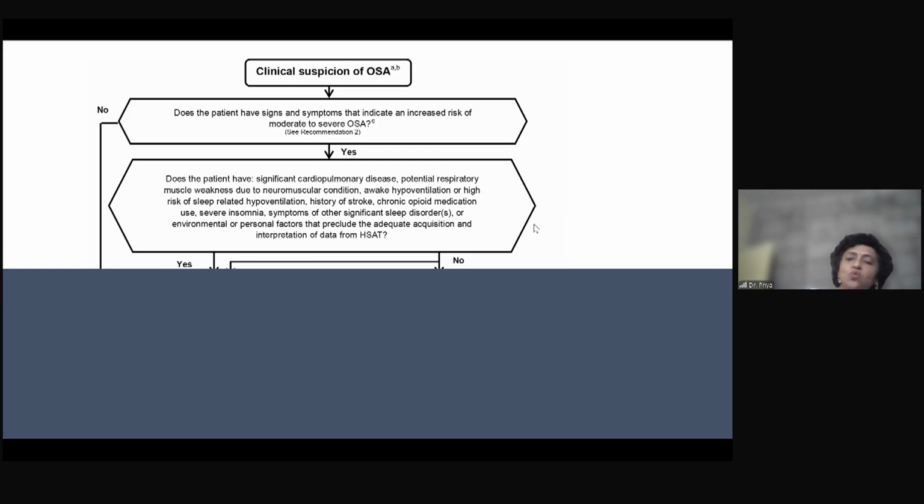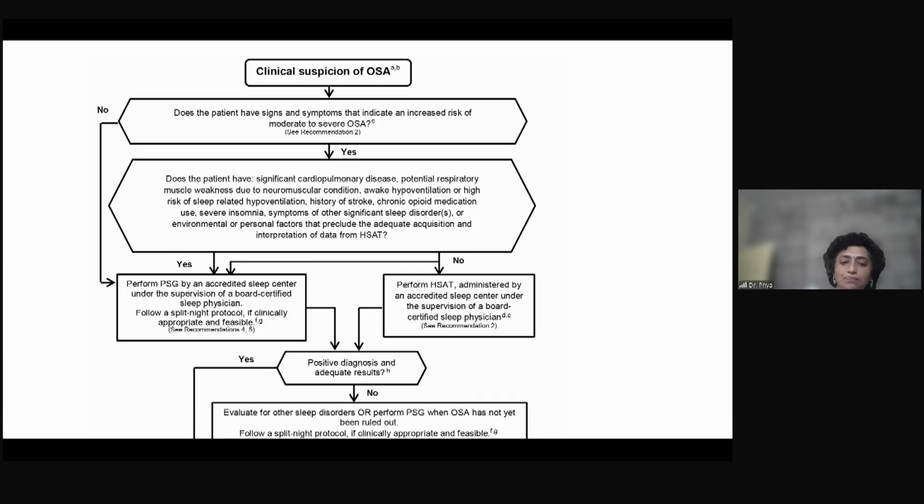Make sure there are no other comorbid conditions that can explain his sleepiness or his sleep-related complaints. Snoring might be there, but along with that, the patient might be snoring because of chronic opioid abuse or a stroke or sleep-related hypoventilation, COPD, chronic respiratory failure. All these are a big no for a home sleep study. We have to do an in-lab sleep study for them. So if anything is yes for this, a home sleep study is contraindicated. We have to perform an in-lab sleep study.